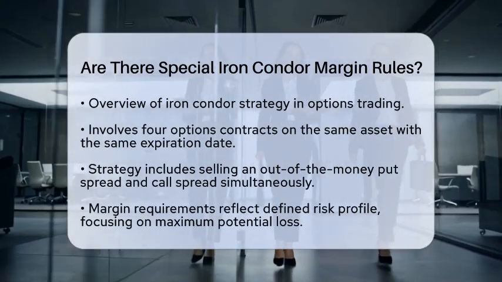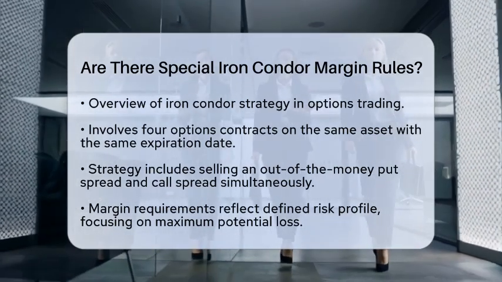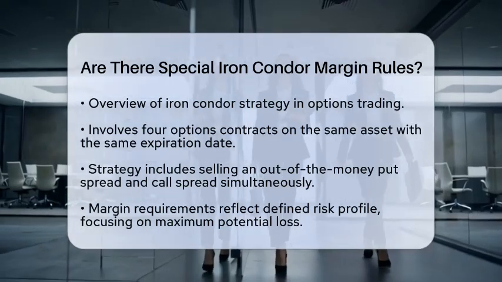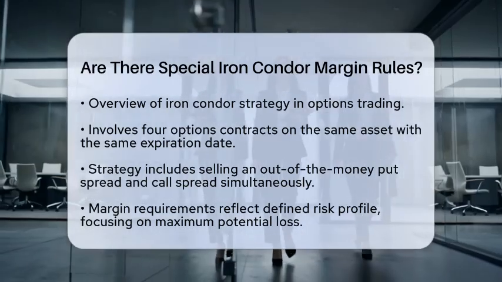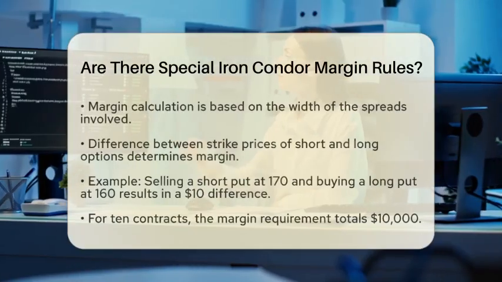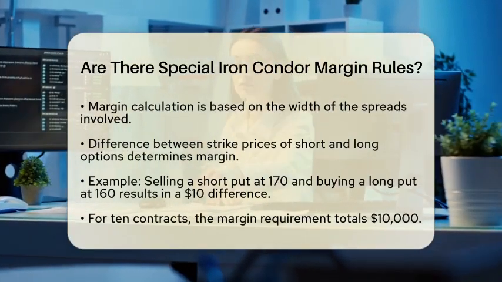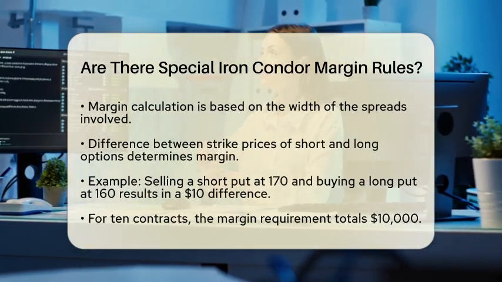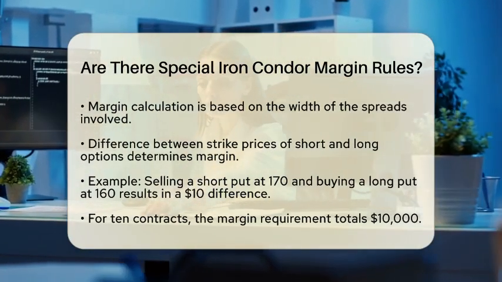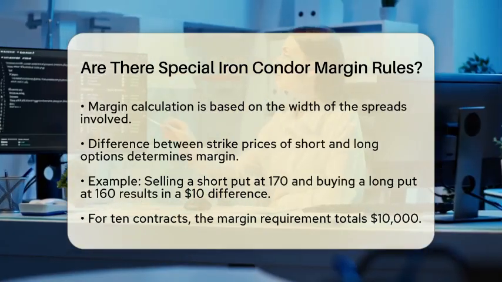The margin requirement is generally based on the width of the spreads involved. You take the difference between the strike prices of the short and long options on either the put side or the call side, whichever is greater. Then, you multiply that difference by the number of contracts and the contract multiplier, which is usually 100.